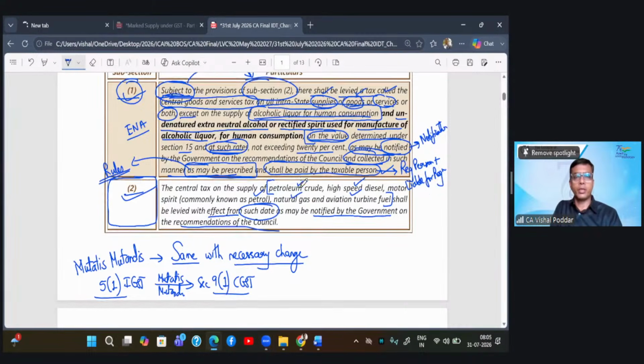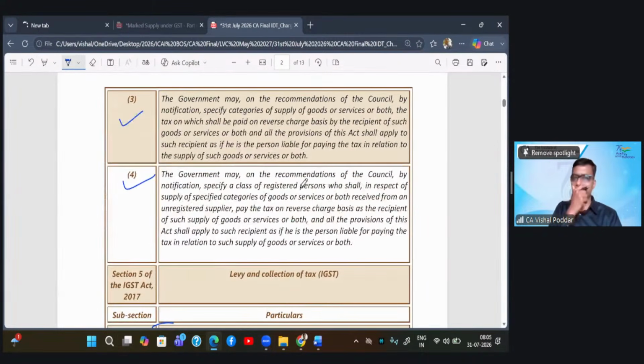Good. Now, students, we come to subsection 3 and 4. Again, the subsection 3 and 4 of sections 9 and 5 are mutatis mutandis. So you study any one, you understand both. Now, what are both these subsections dealing with? Both these subsections are dealing with what we famously or commonly call RCM. Correct? Now, students, what is this RCM?